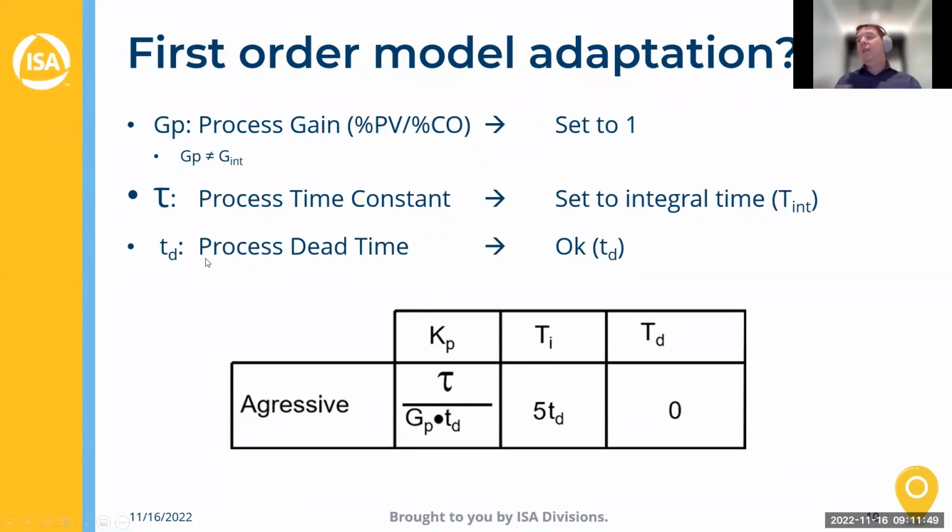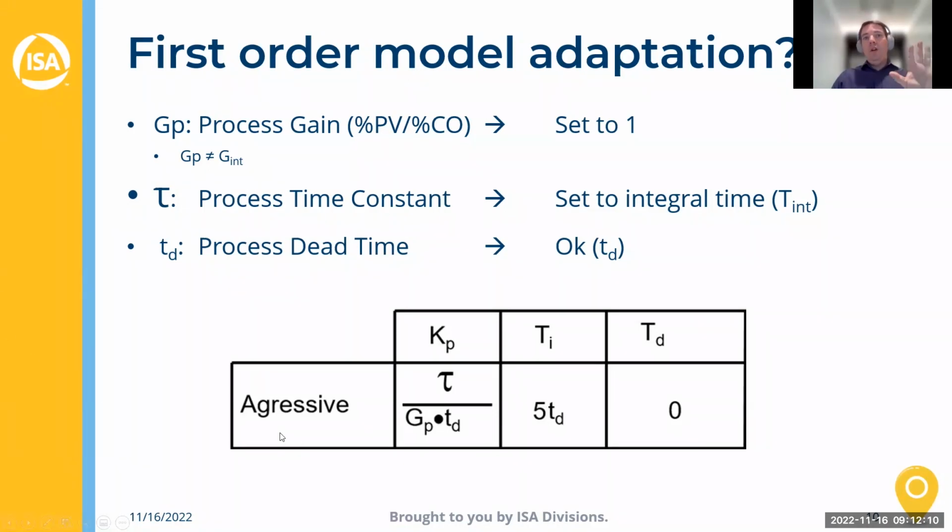And the dead time is easy. This is the one we first look at: I move my CO, and how much time it takes for my PV to change. Okay, so this is my new adapted model. Process gain 1, I set my time constant to my integral time, and my dead time is my dead time. And with this, you can come up with tuning.